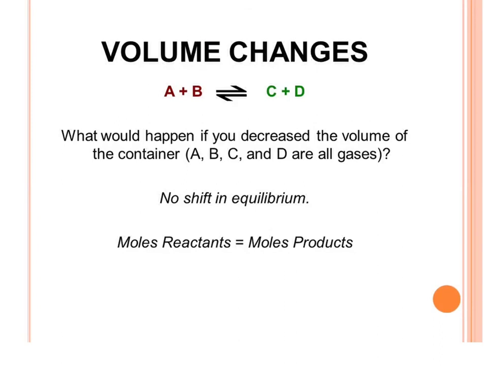So if we have equal moles of reactants and products, as in this example here, A plus B reacts to give C plus D, we have 2 moles of reactants and 2 moles of products. If we were to decrease the volume of this container, there would be no shift in equilibrium because the moles of the reactants is equal to the moles of the products. There really isn't a lower number here, so there's not one side that's going to be favored.